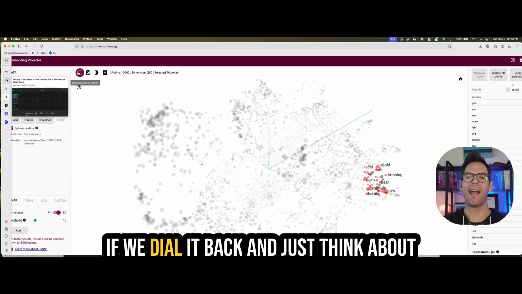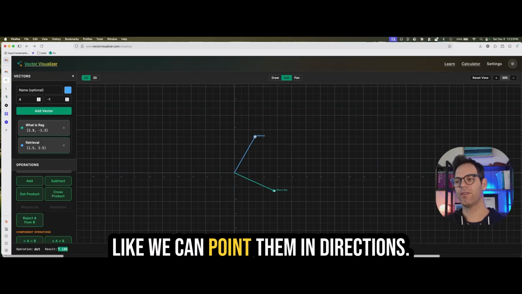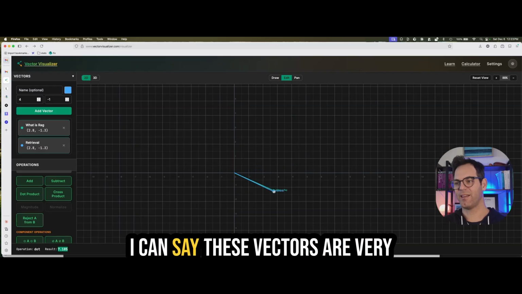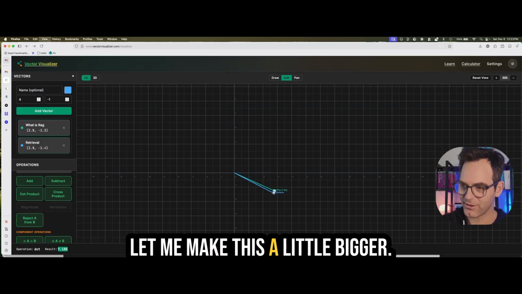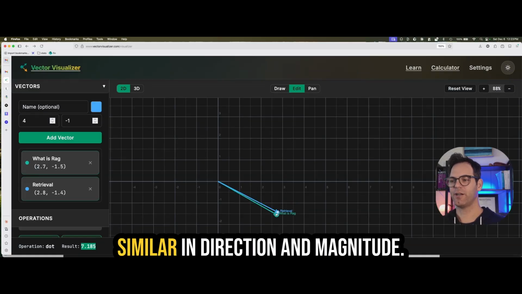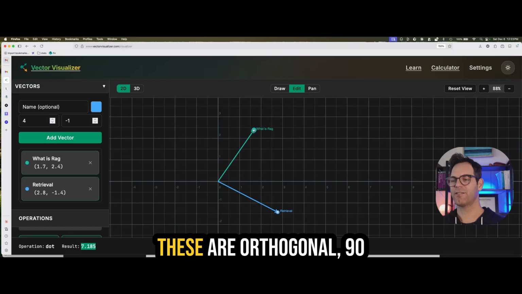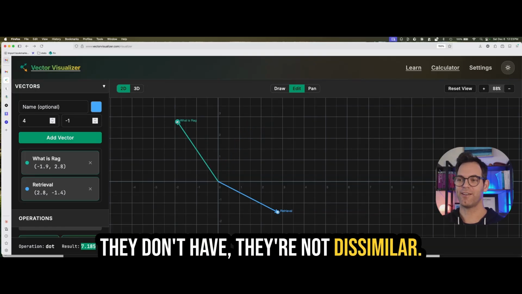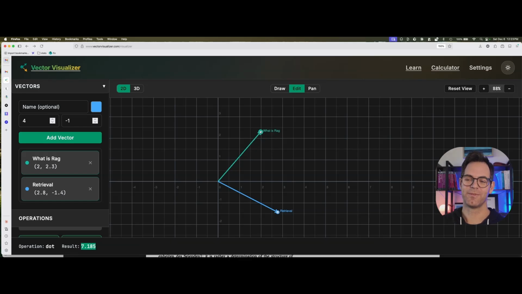If we dial it back and just think about vectors generally, we can point them in directions. Now, this is a 2D space, right? I can say these vectors are very similar in direction and magnitude. Let me make this a little bigger. These two vectors are very similar in direction and magnitude. These are very different. These are orthogonal, 90-degree angle, so neutral. They're not dissimilar. They're not similar. They just don't have a lot in common.